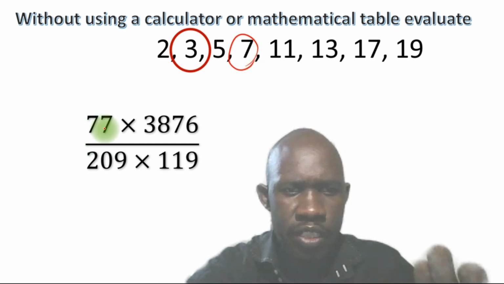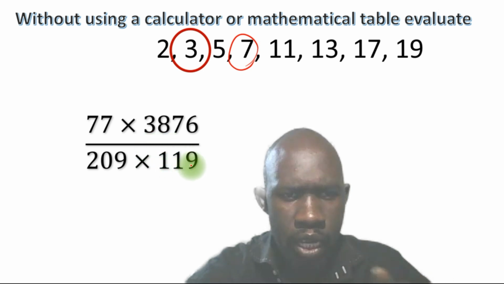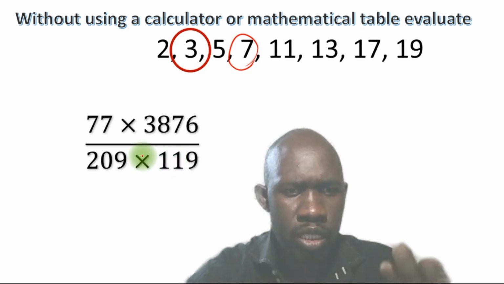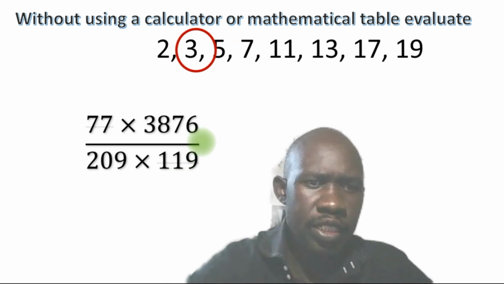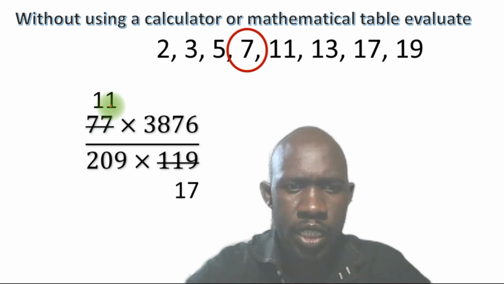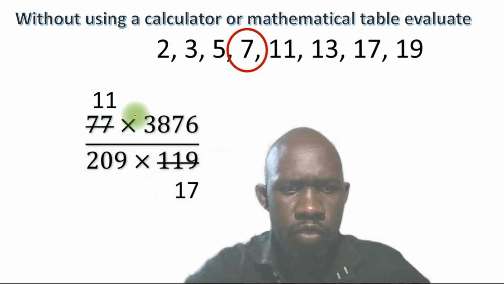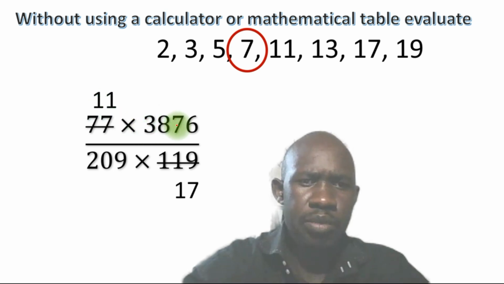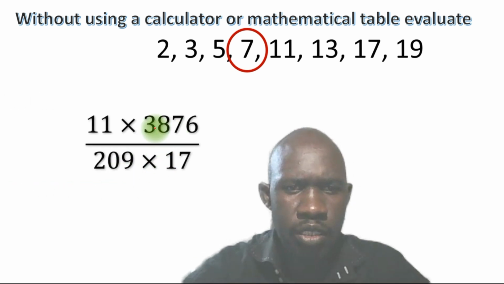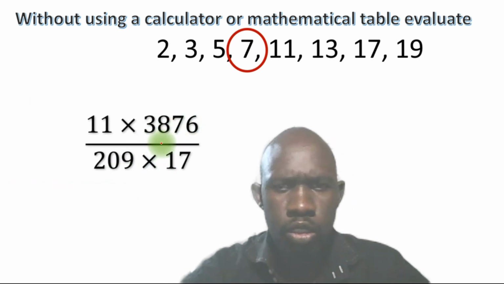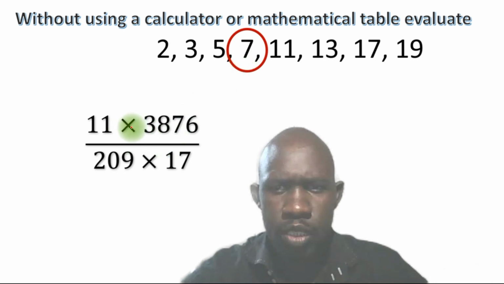Yes, this 77 is divisible by 7, and also 119 is divisible by 7. So we can do the cancellation on that. 77, we divide by 7, we get 11. And 119 we divide by 7, we get 17. So the value that we are going to get will be 11 times 3876 all over 209 times 17. Now we continue to the next: is there a value which is divisible by 7?